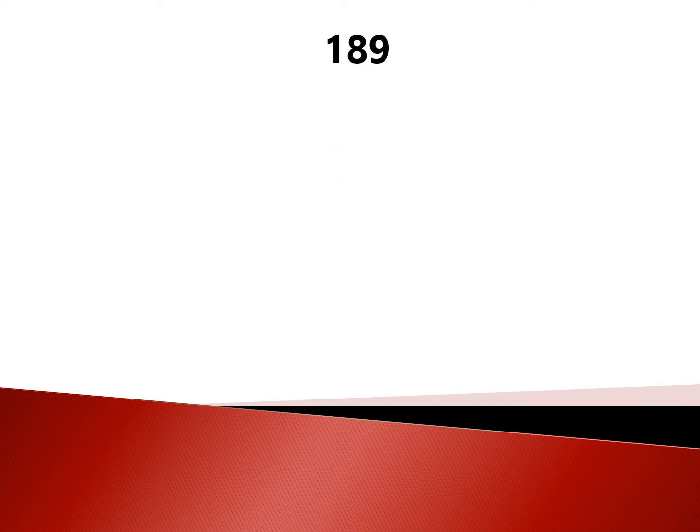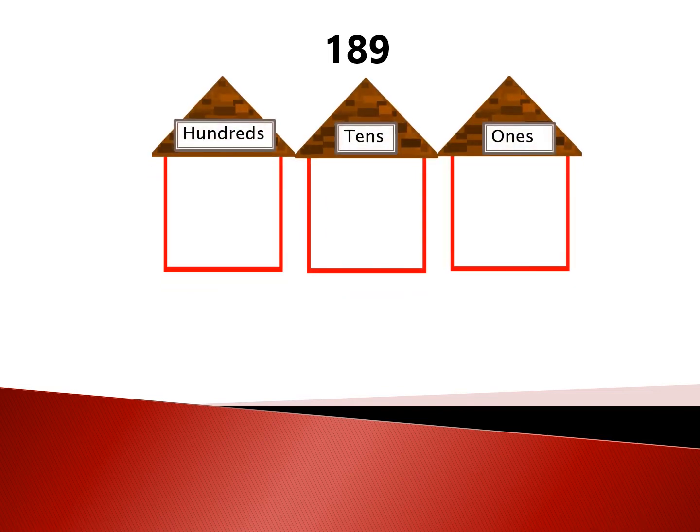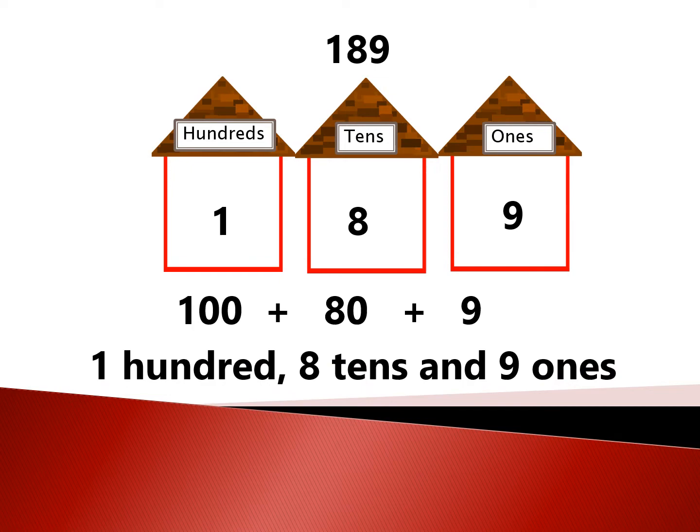Let's look at 189. That has 3 houses. A hundreds house, a tens house, and a ones house. There's 1 in the hundreds house, 8 in the tens house, and 9 in the ones house. If we break it up, say 100 plus 80 plus 9, 1 hundred, 8 tens, and 9 ones.